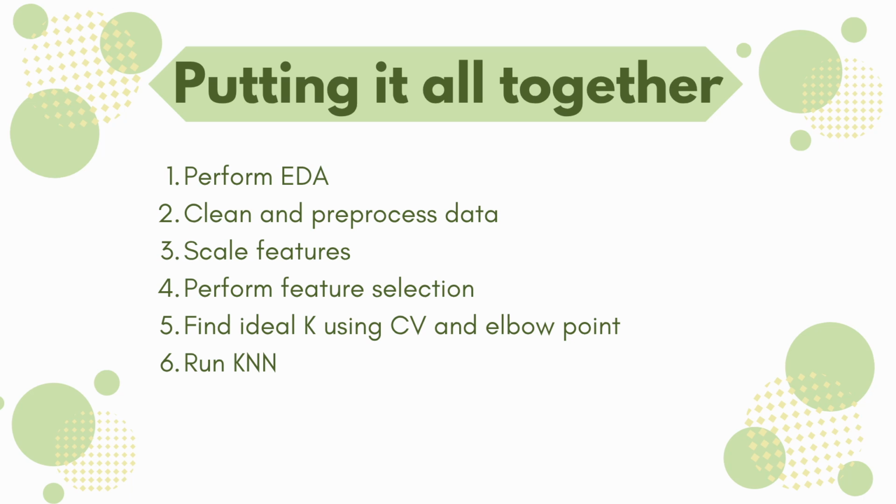To perform KNN effectively, it is crucial to first perform EDA to understand the data, then clean it. It may also be necessary to scale the features. Before running the algorithm, it is crucial to perform feature selection. Next, the ideal K must be found using cross-validation and identifying the elbow point. Lastly, you can run KNN using the chosen features and K value. The full code is linked in the description below.